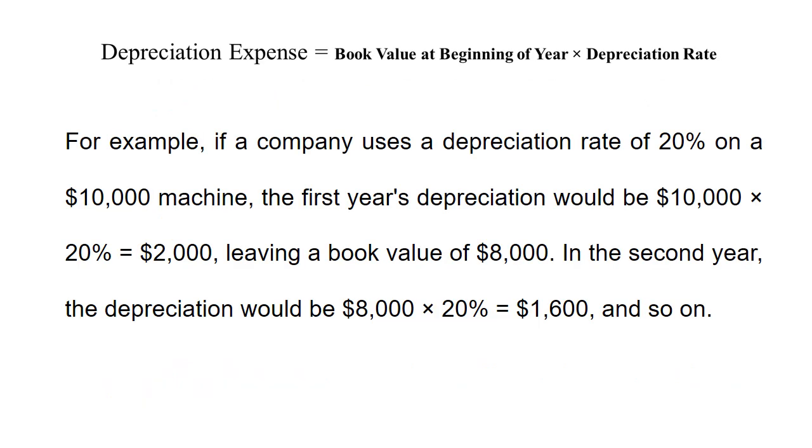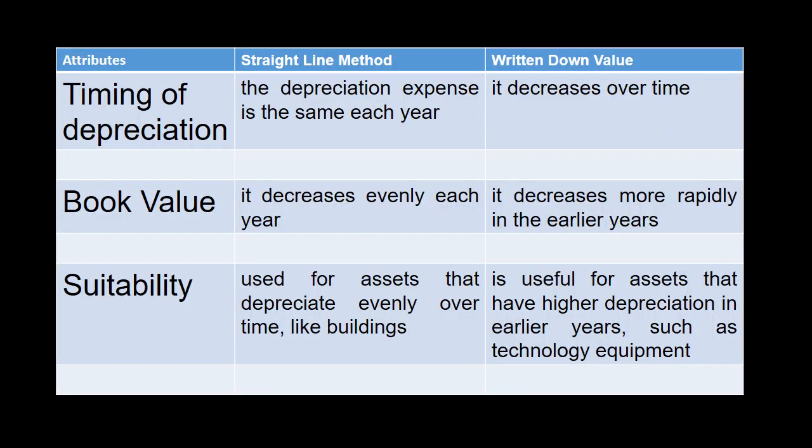For example, if a company uses a depreciation rate of 20% on a $10,000 machine, the first year's depreciation will be $10,000 into 20%, which is $2,000, leaving a book value of $8,000. In the second year, the depreciation would be $8,000 multiplied by 20%, which is $1,600, and so on.